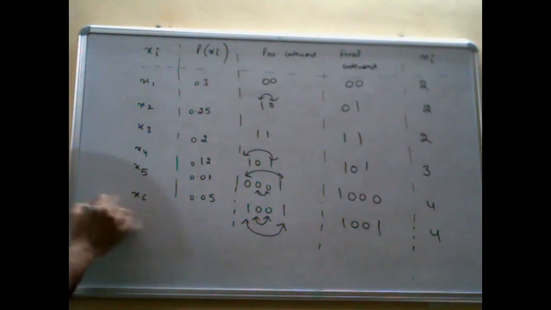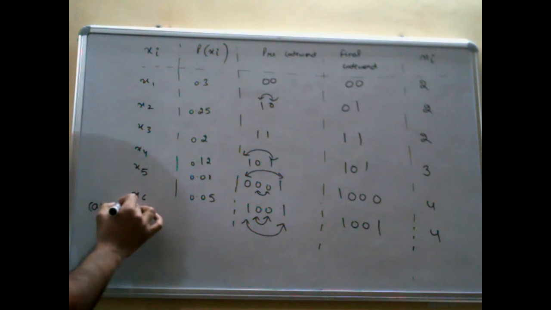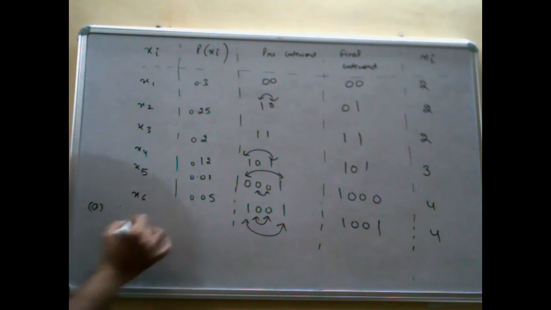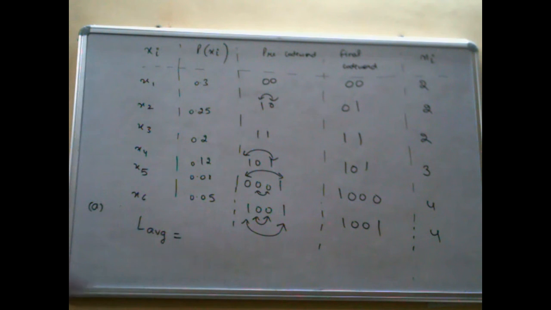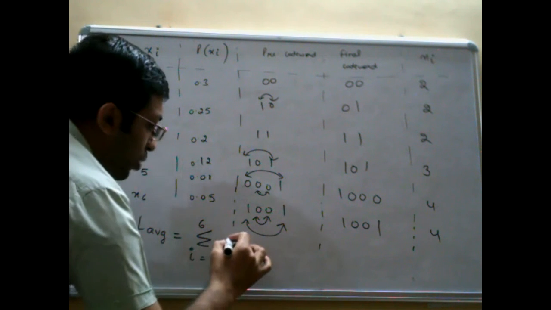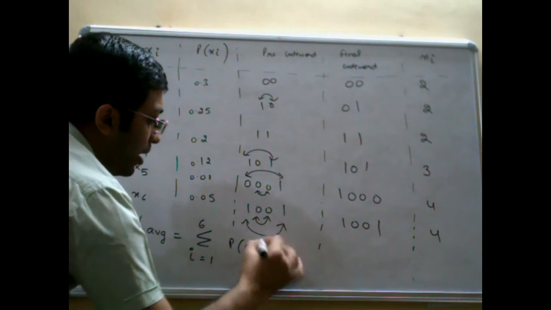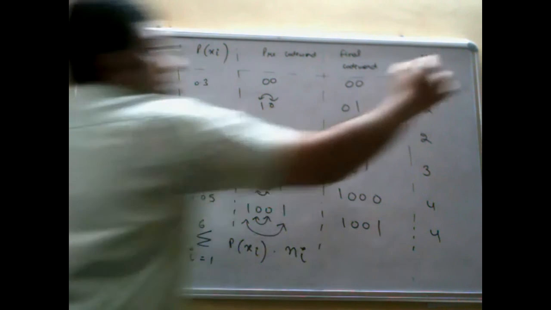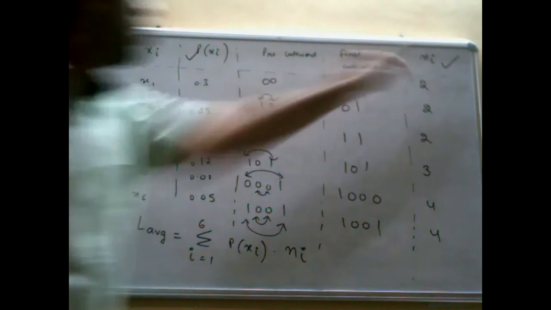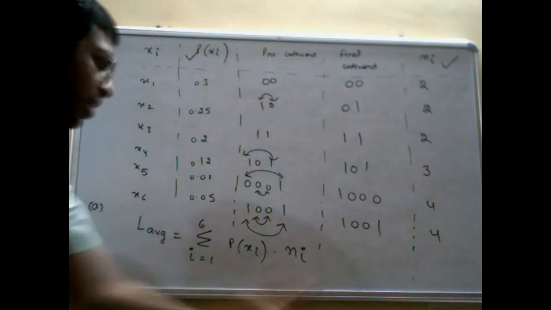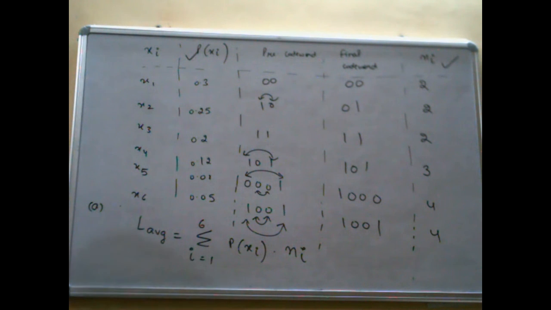So first part is the average length of the code word. The formula, as we have seen when we were talking about coding redundancy, is given by L average equals summation i is 1 to 6. Why 1 to 6? Because I have 6 symbols. What I have to do is multiply the probability with n of i. This column and this column, P of x of i and n of i, will be multiplied, then added for 6 symbols, and you will get the result. Okay.